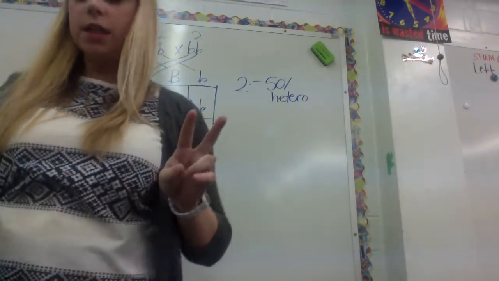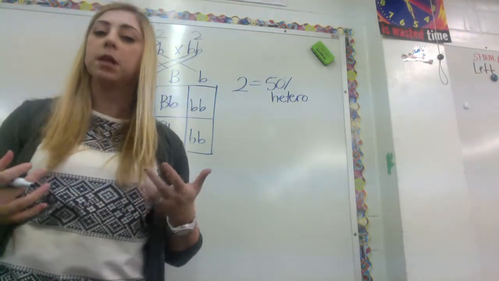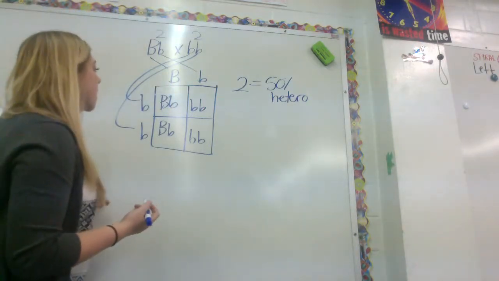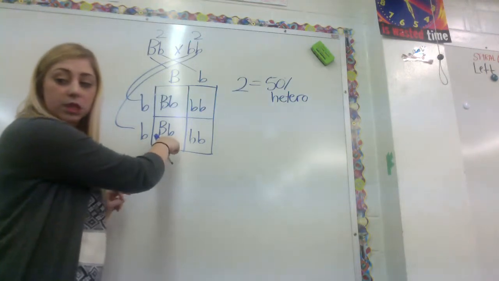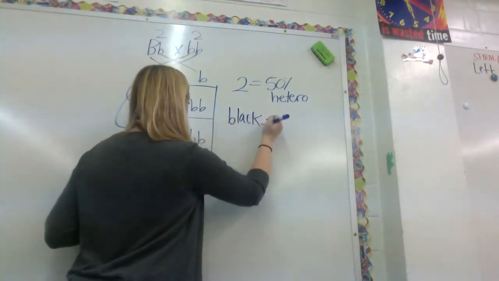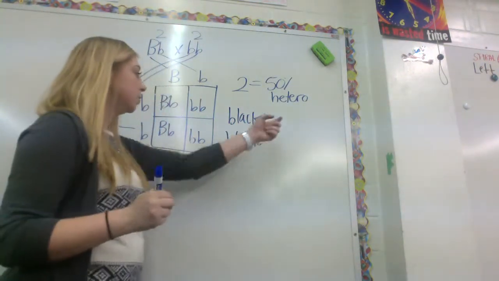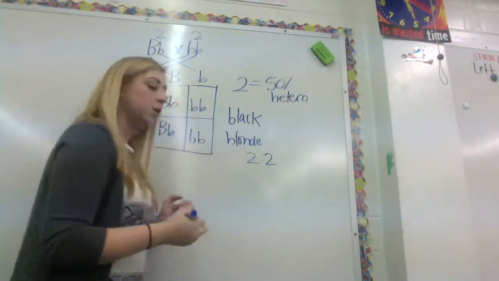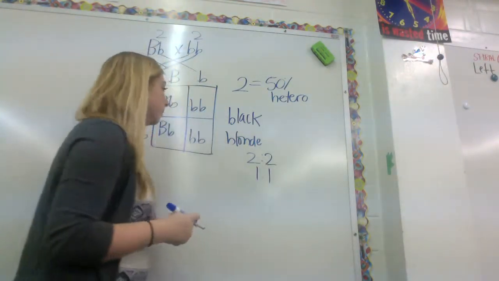The second question is, what is the phenotypic ratio? So a phenotype is the physical things you can observe. You can observe that I have blonde hair and I have green eyes. So we will be able to observe whether they have black hair, which is the dominant trait, and blonde hair, which is the recessive trait. We will have 2 that have black hair and 2 that have blonde hair, so we will have a 2-to-2 ratio, which simplifies into 1-to-1 ratio.